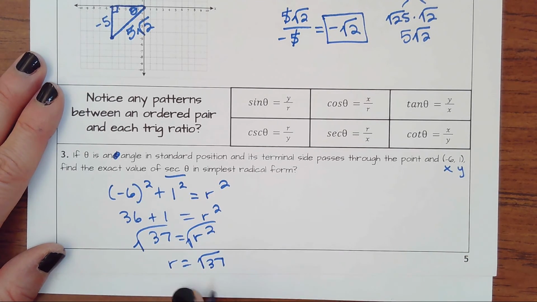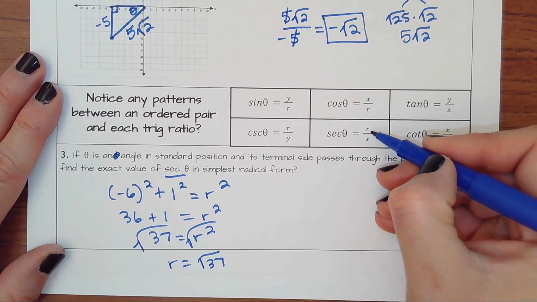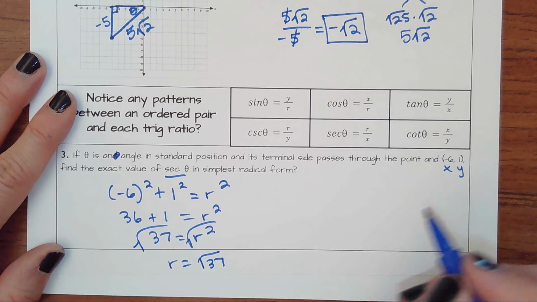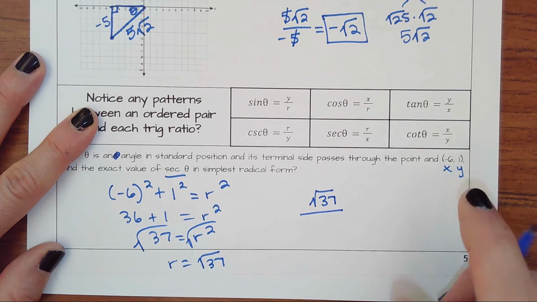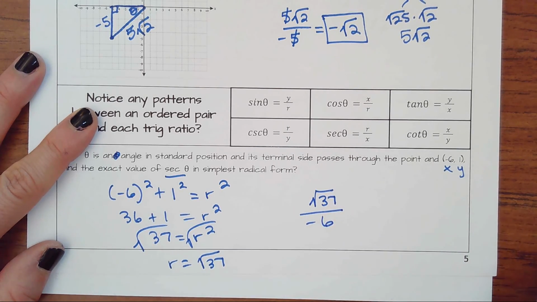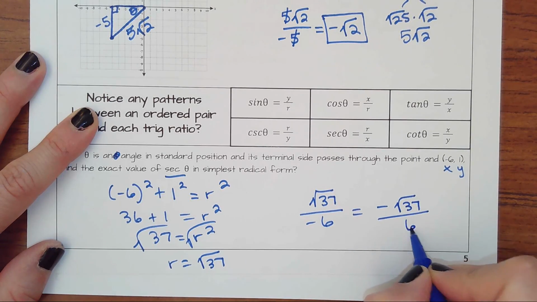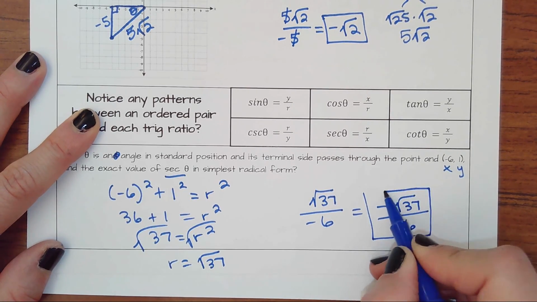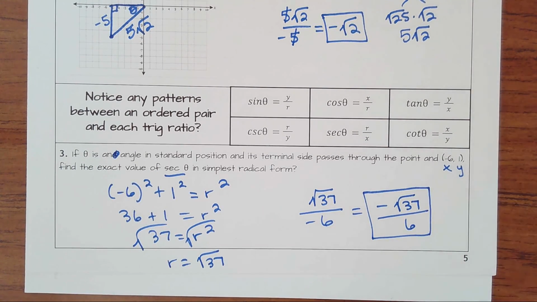And so this is our r, this is our x, this is our y. We just need our r value over our x value. So I would put square root of 37 over negative 6. And you could flip the negative up if you like that better. There's no simplifying, we don't have a radical in the denominator, so we would be done. So that can save you some time, memorizing these ratios.